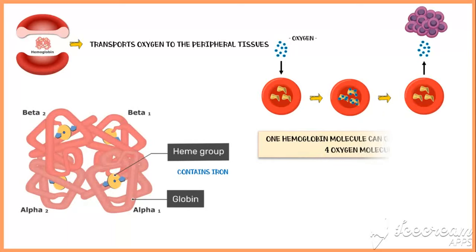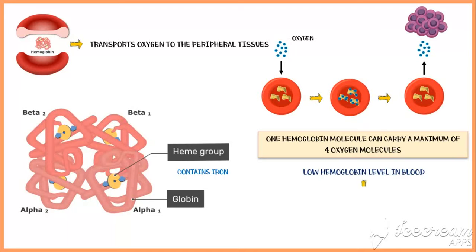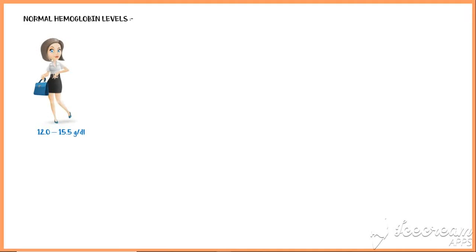As one hemoglobin molecule contains four heme groups, it can transport a maximum of four oxygen molecules. When hemoglobin level in blood is low, it reduces the oxygen carrying capacity of blood, which results in inadequate oxygen supply to the tissues. Normal hemoglobin level in blood for women is from 12 to 15.5 grams per deciliter. And for men, it is from 13.5 to 17.5 grams per deciliter.